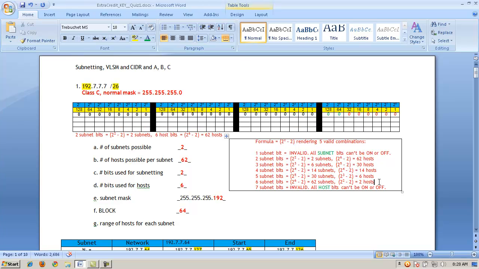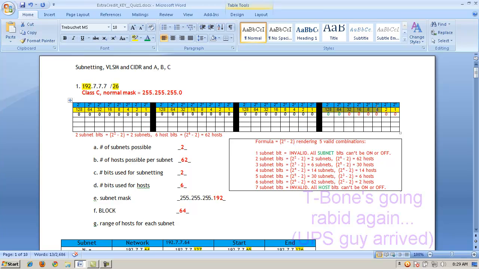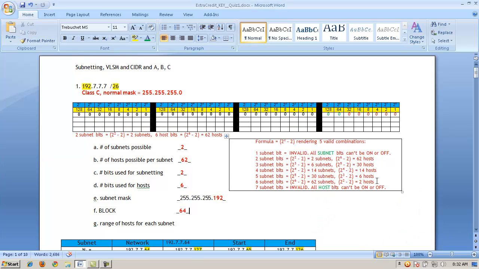And also each of these has a block value, right? Because of how many bits are being used, the block's always the lowest bit. So in the first example, if I'm using 2 subnet bits, my block is 64. And then in this example, it would be 32. And then in this example, it would be 16. And then in this example, it would be 8. And then finally in this example, it would be 4. Based on how many of these bits here belong to the subnetting part, that's my lowest bit.